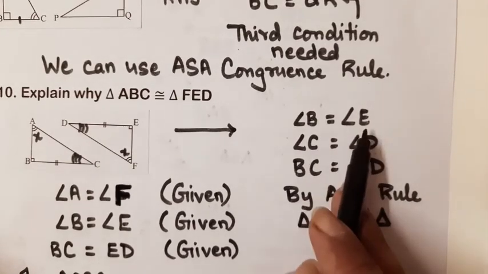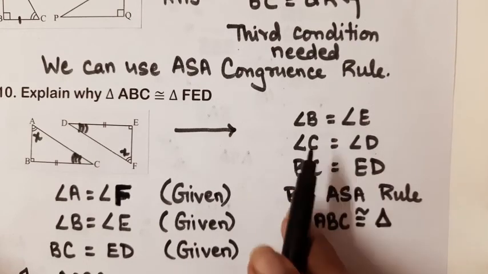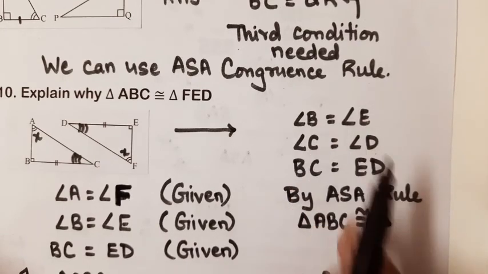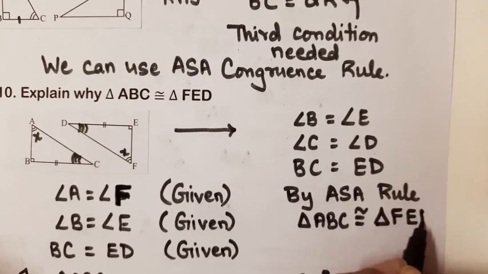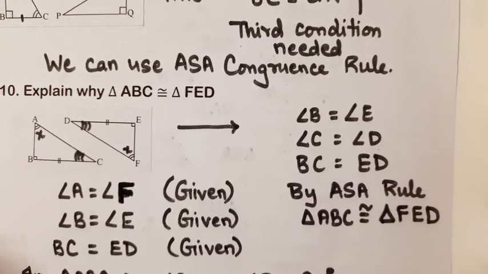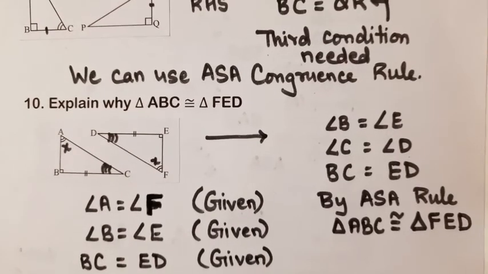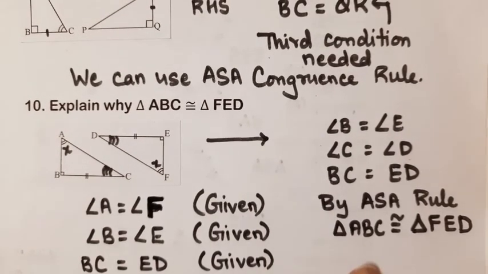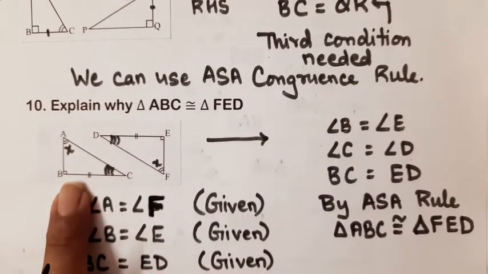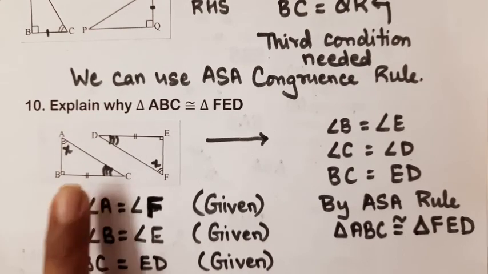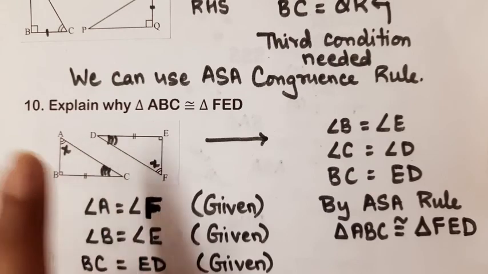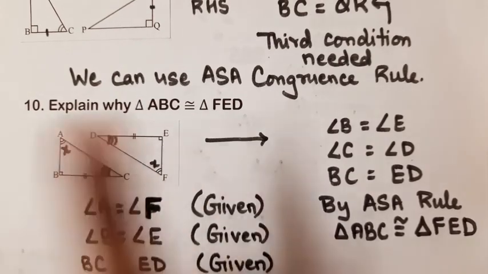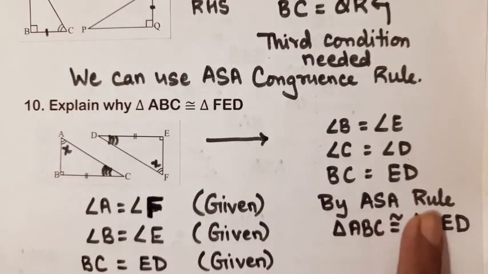Triangle ABC is congruent to triangle, we'll mark the corresponding parts. B is corresponding to E, C is corresponding to D, so A is corresponding to F. That means triangle ABC is congruent to triangle FED. That means if the two angles are given to us and the side which is given is not included between those angles, we can always find the third angle and convert it to ASA property.